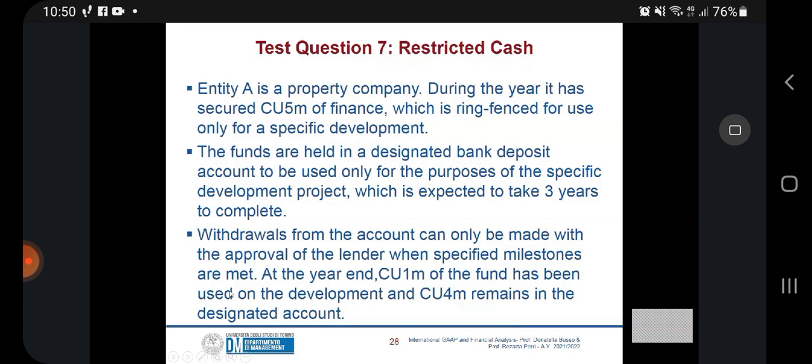This is very similar to construction contracts where we receive, for example, money from the government to build, let's say, a school or a bridge or a road, and we cannot use this money for other purposes. And we need the permission of the lender, in this case the government, each time we make withdrawals to use for the specific project, not for other uses or needs that we may have. At the year end, we still have 4 million cash units in the bank account, and we have used only 1 million cash units.